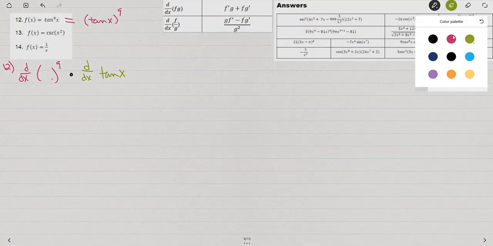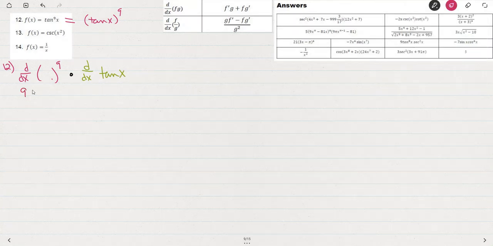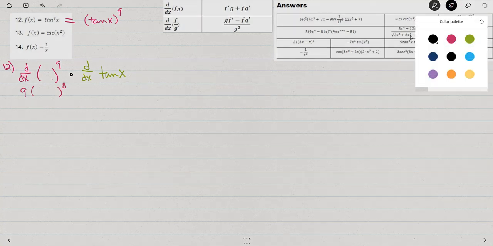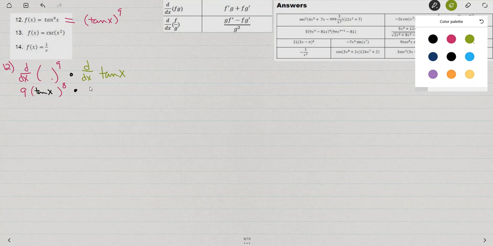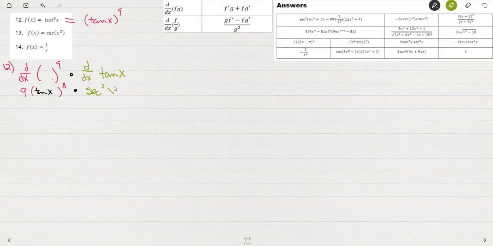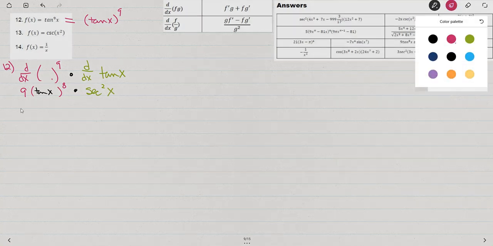So the derivative of something to the 9th is going to be 9 times that something to the 8th, and that something, the thing that's raised to the 9th power, is the tangent of x. So we're going to have 9 tangent of x to the 8th power times the derivative of tangent, which is secant squared, because I can think tangent, secant, tangent. Go in reverse, that would be the derivative of tangent is secant. So it looks like we've got 9 times, let me write this in the proper format.